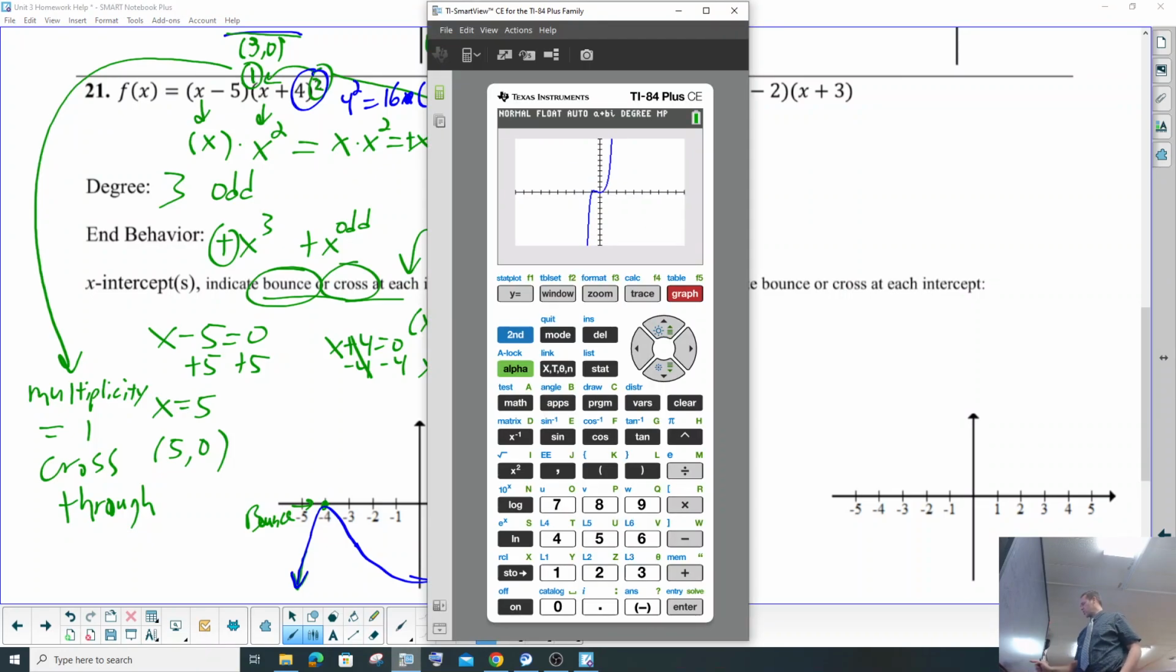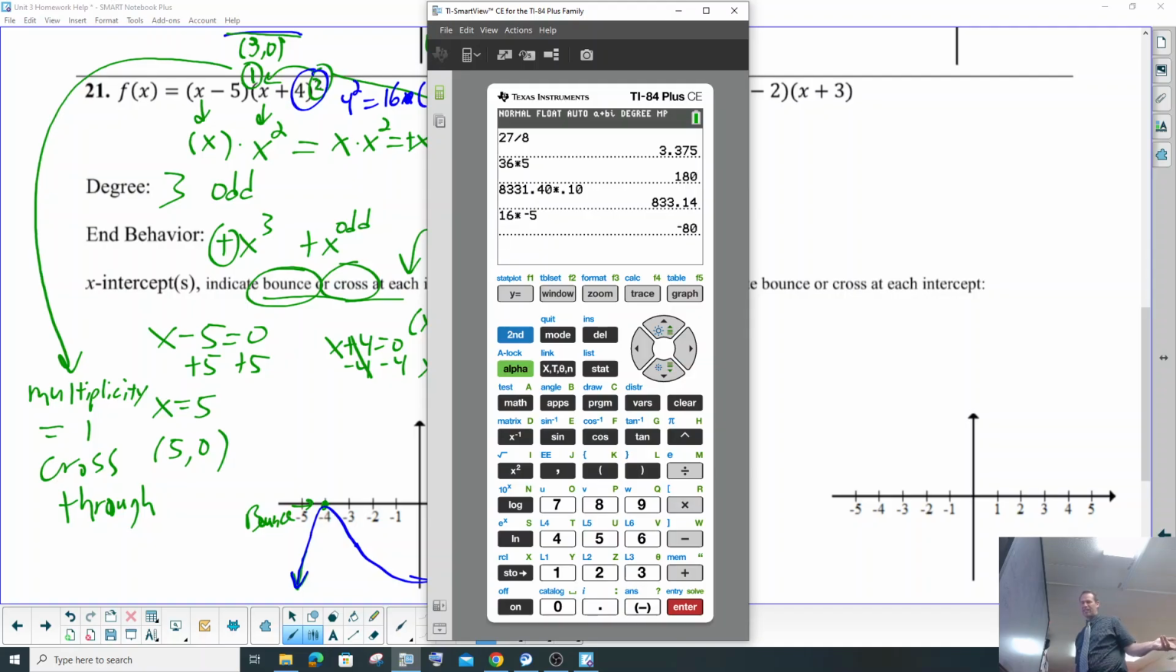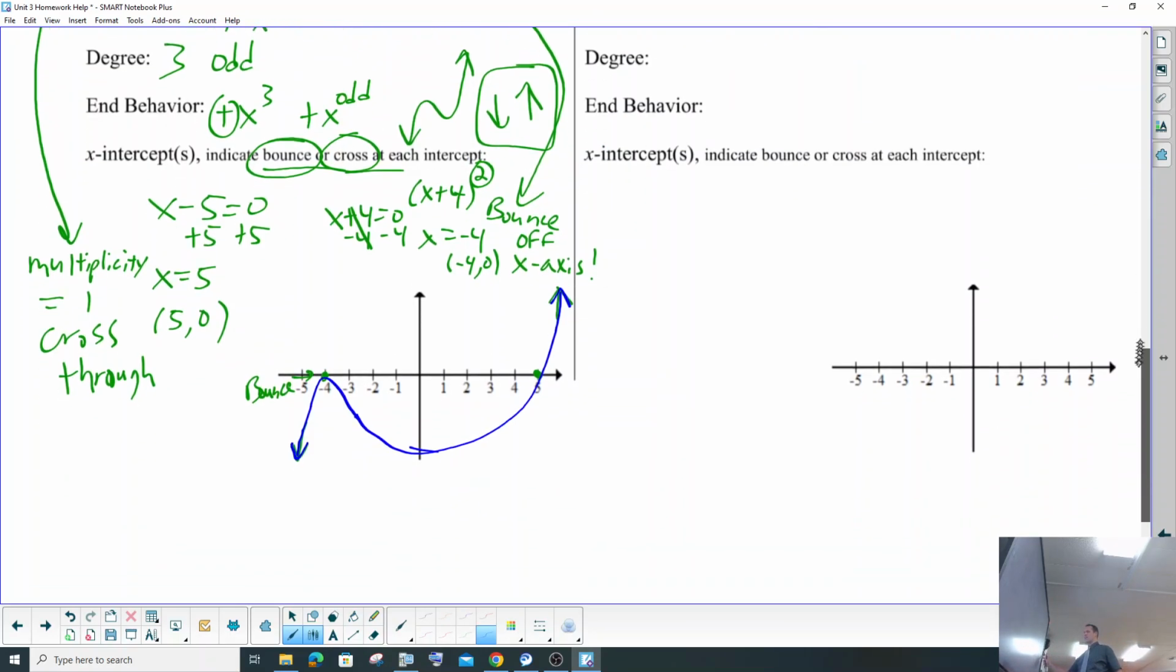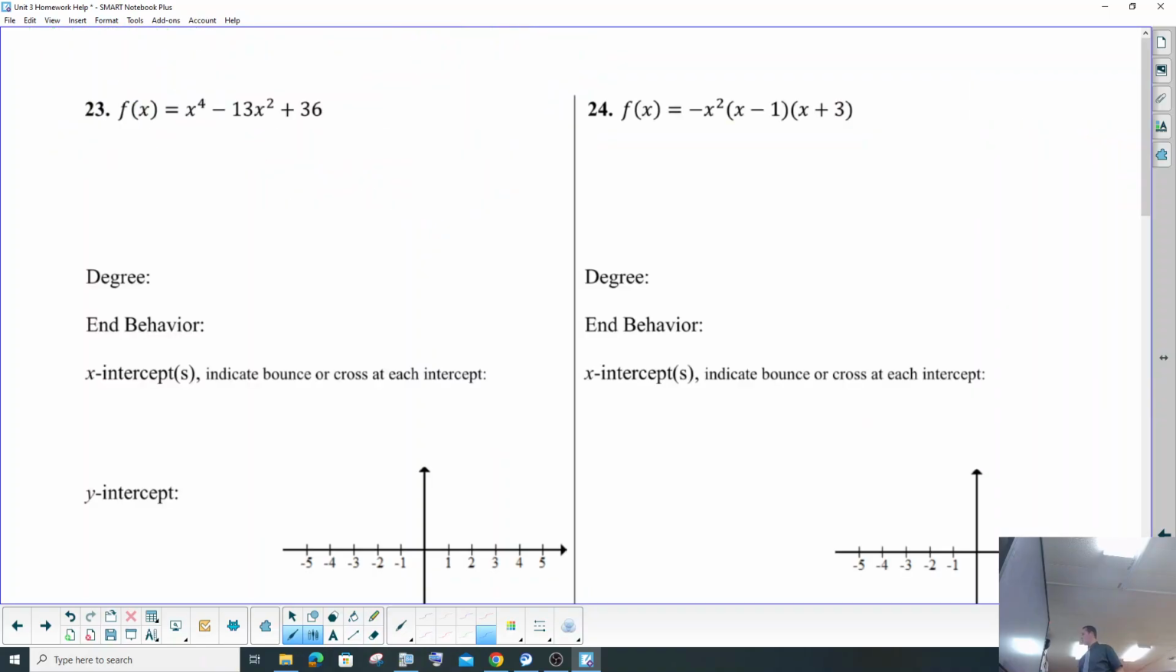Cool. So if you did want to know what the y-intercept would be, it would be negative 16 times negative 5, which is a huge number. And that's just multiplying the numbers and not the x's. So it would be negative 80, but you don't need to worry about that.